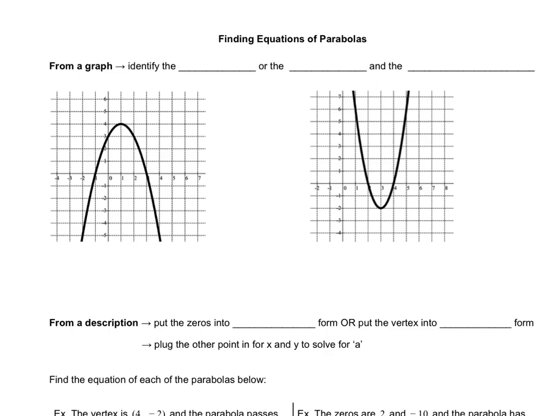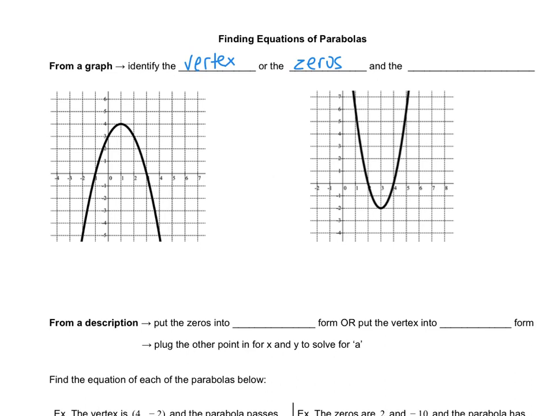In this video, we will be looking at how to find the equation of a parabola when we're given either the graph itself or from a description. From a graph, we can find our factored or our vertex form directly by identifying a few key properties. So your first step is to identify either the vertex or the zeros, and that will give us either the h and k in vertex form or the two brackets in factored form.